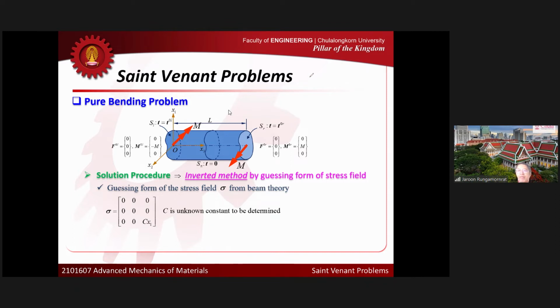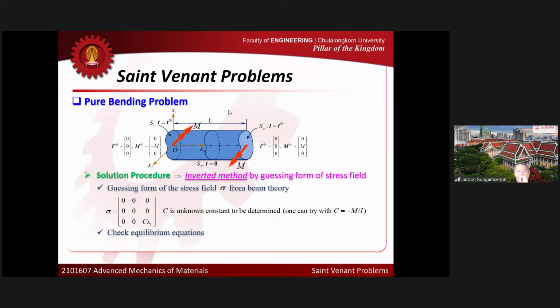So if you go back to the previous lecture, again, when we start by guessing the stress field, we have to check several conditions, right? We have to check the governing equation inside. The first thing that you have to check is what? You have to confirm that the stress here is in equilibrium, right?